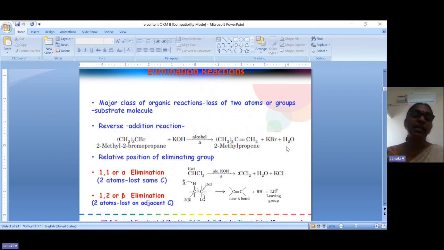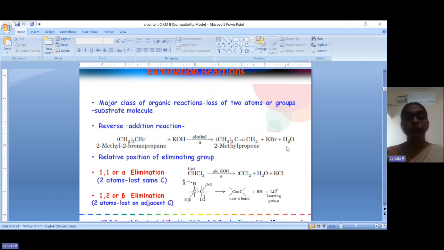Based upon the relative position of the eliminating groups, elimination reactions are classified into 1,1 or alpha elimination, 1,2 or beta elimination, and 1,3 or gamma elimination reactions. First, let us see alpha elimination. In this, the two atoms are lost from the same carbon atom.